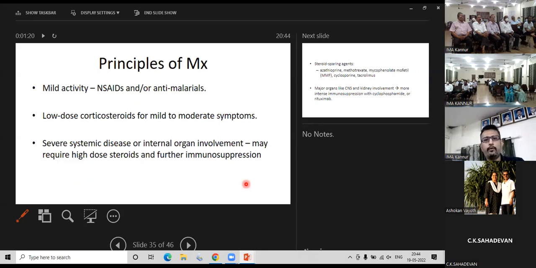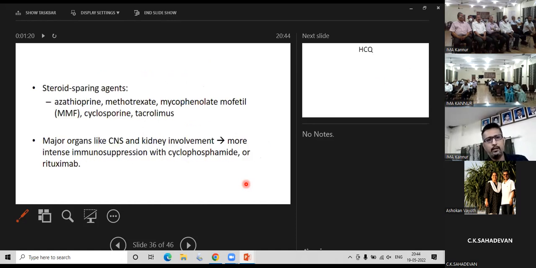Simple overview of the principles of management. For mild disease activity, NSAIDs are safe unless there is renal involvement, or antimalarials. Low-dose corticosteroids may be useful for mild to moderate symptoms, whereas in severe systemic disease or internal organ involvement, they may require high-dose steroids and further immune suppression. Steroid-sparing agents include azathioprine, methotrexate, mycophenolate mofetil, cyclosporine, tacrolimus. And when there is major organ involvement like CNS and renal, more intense immunosuppression with cyclophosphamide or rituximab may be required.